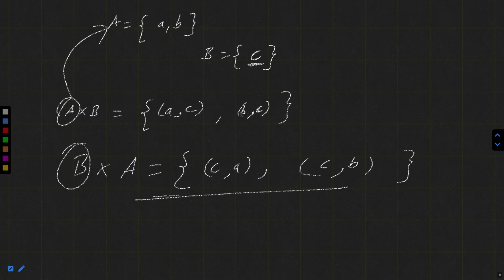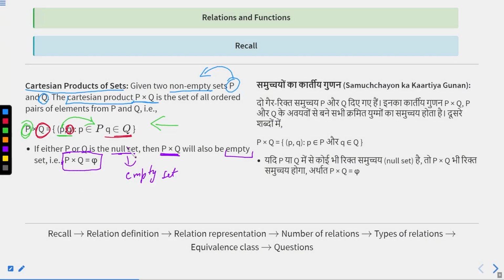These are the only possible elements of B cross A. Okay, I hope that it is clear now. Let us move to the next slide. I hope that it is clear what we mean by Cartesian product of sets.